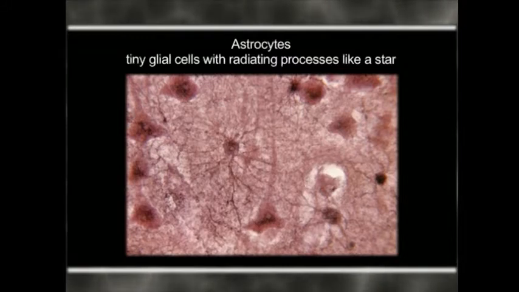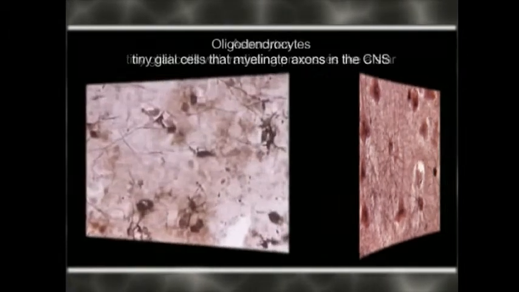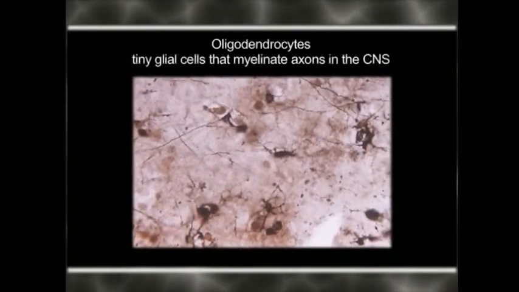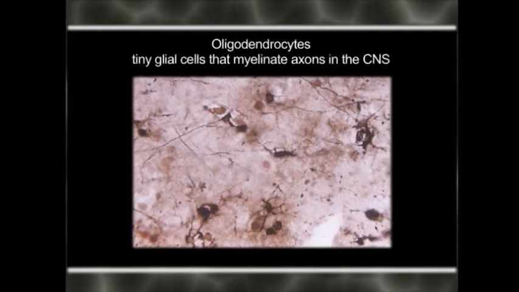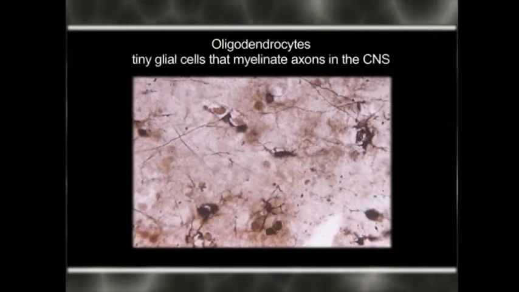The other type of glial cell that arises from the same kind of precursor cell is called an oligodendrocyte. And these are also very tiny glial cells found predominantly in white matter, and their main function in the nervous system is to myelinate axons. So they have a very important job to do.